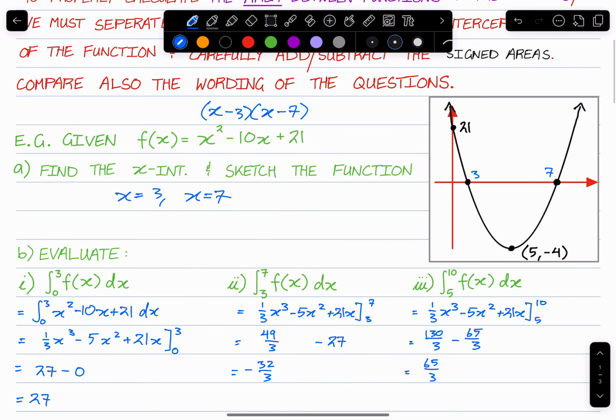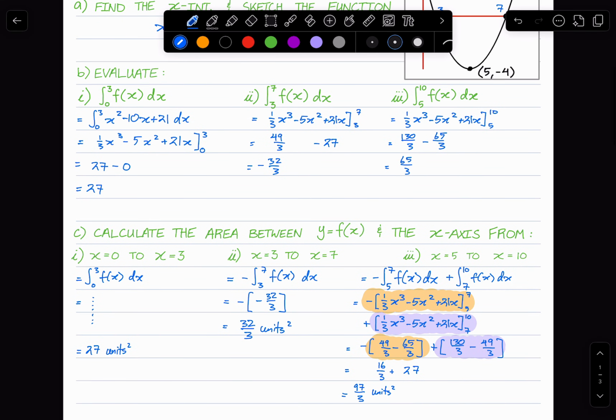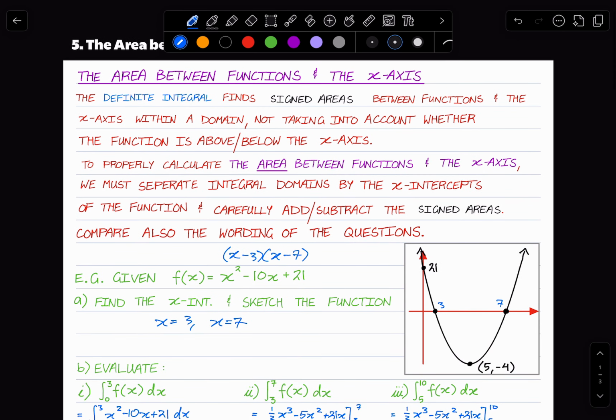So I hope that's given you an insight into how to calculate the area of functions between functions and the x-axis, and the comparison between definite integrals to that of areas of functions between the function and the x-axis. So hope to see you in the next video, and best of luck.